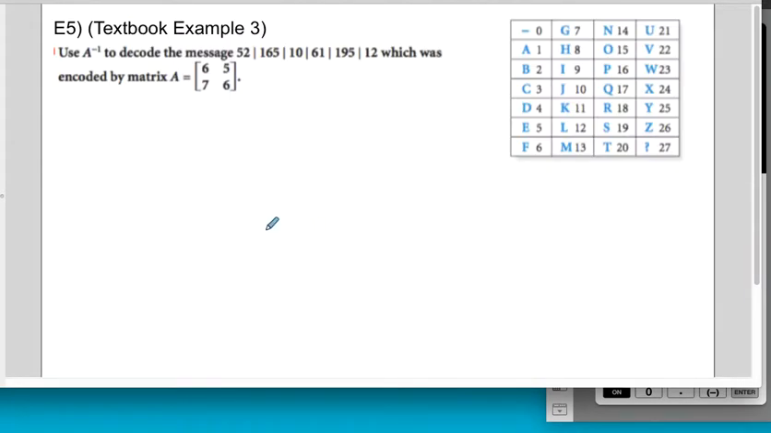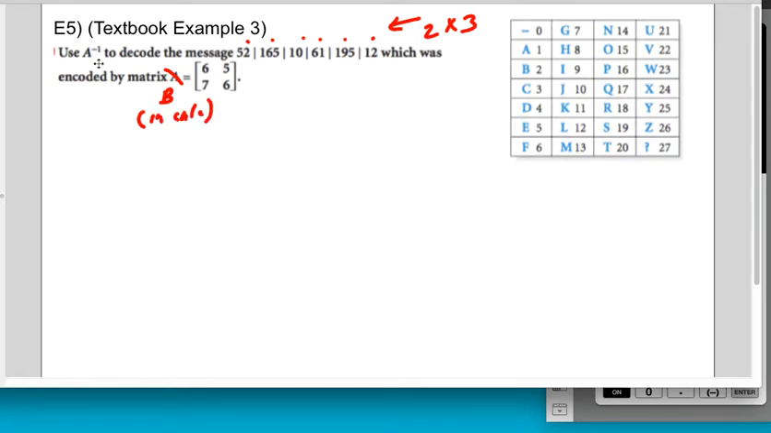Okay, so your textbook actually has in example 5, they ask you to use A inverse to decode this message. You'll notice that these are not numbers, with the exception of 10 and 12, that would show up on this table. There are 6 characters, so you want a 2 by 3. So it's up to you. I'm probably going to call this B in my calculator because I already have A as a 2 by something in my calculator.